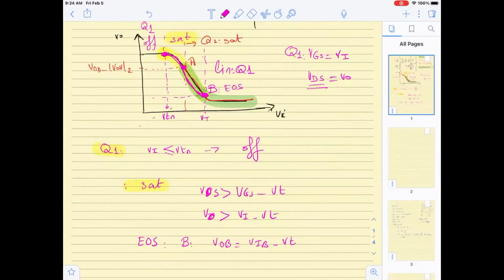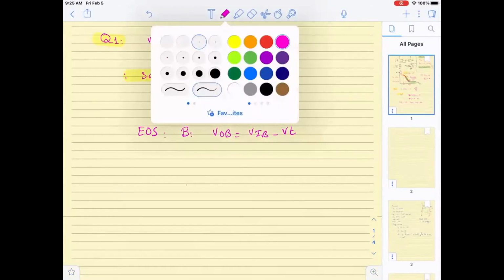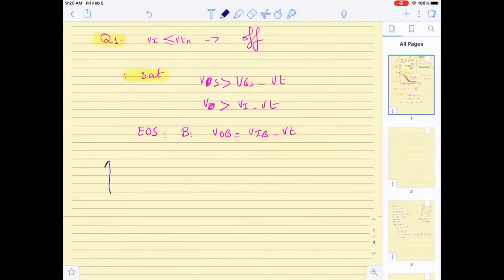After VIB it goes to linear, and Q1 is in the linear region. Okay, at point B, VOB is equal to VIB minus VT. Is this clear? Meaning we have two transistors here. Okay, the first one, the first one which was Q1, okay, Q2 sorry.